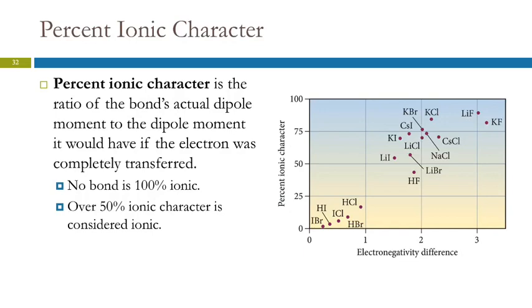So for percent ionic character, the dividing line between a polar covalent bond and an ionic bond is 50%. So here's 50, and we see hydrogen fluoride is up here at about 50%. It's really close to being ionic, but it isn't. And all of the guys up here are metals and nonmetals. All of the things below are just nonmetals. Any questions?